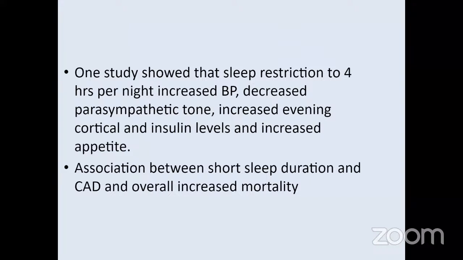One study showed that sleep restriction to 4 hours per night increased blood pressure, decreased parasympathetic tone, and increased evening cortisol and insulin levels, and increased appetite. So shortened sleep to 4 hours increases the risk of developing hypertension. It also increased the risk of insulin resistance, and thereby developing type 2 diabetes. There is also an association between short sleep duration and coronary artery disease and overall increased mortality.